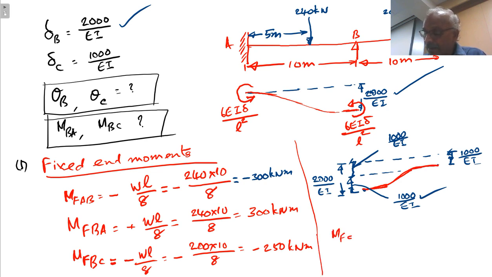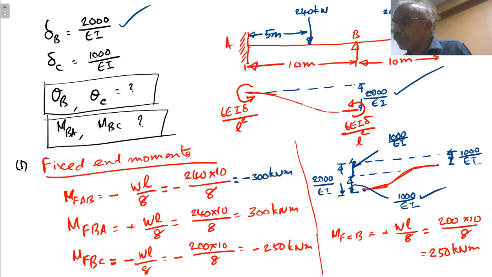Then MFCB equal to plus WL by 8 equal to W is 200 and L is 10 by 8. So this is equal to 250 kilonewton meter. So that's about the fixed end moments. Right.